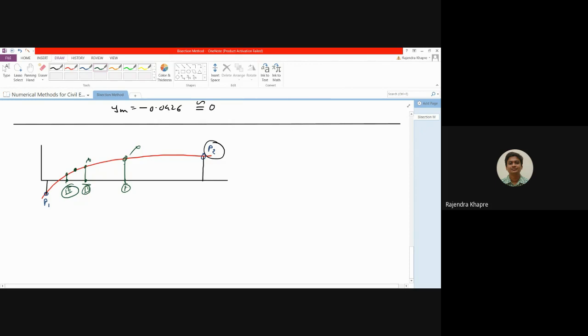So this is one of the biggest drawbacks of this particular method. Okay, so please note that. Otherwise, in general the method requires many iterations, but the number of iterations will increase even more if you choose points which are far away from the actual root. Okay, have you understood this?